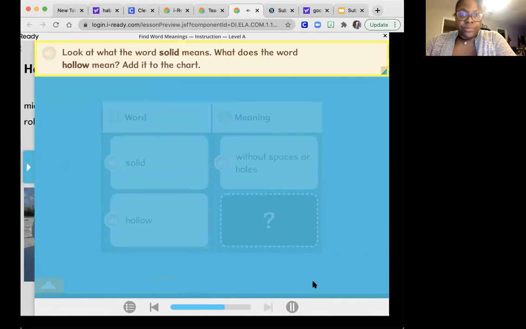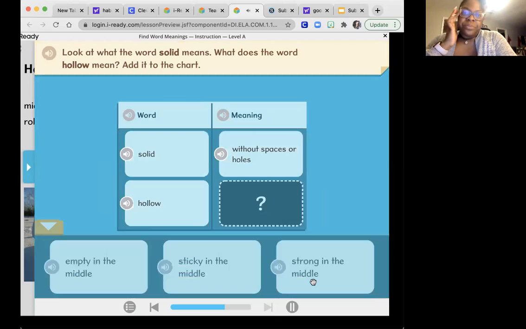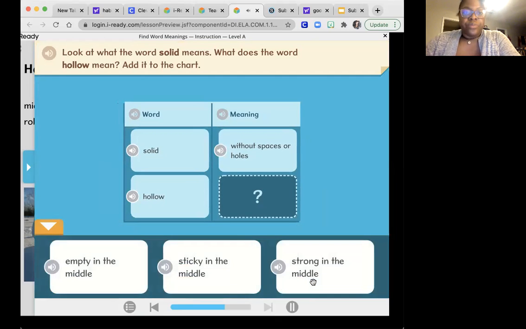Look at what the word solid means. What does the word hollow mean? Add it to the chart. So when we looked at the picture and it showed a hollow, it showed what? It was missing a middle. So let's see which definition below matches that description. Empty in the middle. That sounds like the one we want.